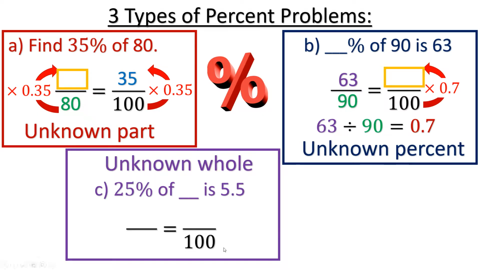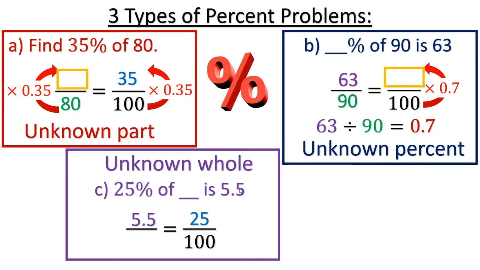Down here, we're going to have an unknown whole amount. We're taking 25% of something is 5.5. So our 100 is always in the bottom right. 25% goes over the 100, 25 per 100 of blank. So we don't know the whole amount. 5.5 is the part.